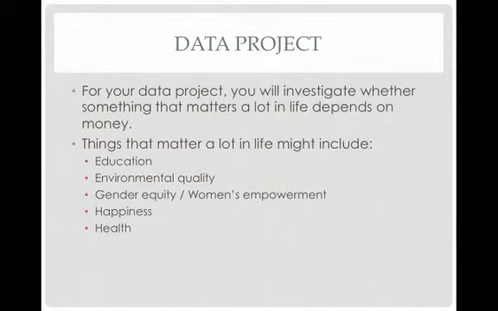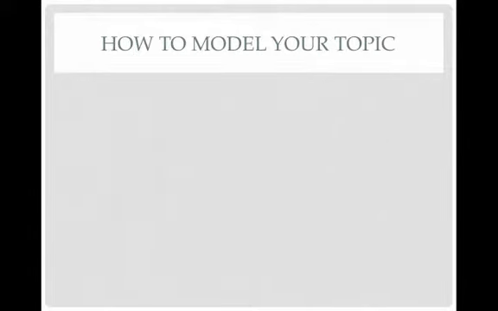Okay. So for your data project, you will investigate whether something that matters a lot in life depends on money. Things that matter a lot in life might include education, environmental quality, gender equity or women's empowerment, happiness, or health. And actually, these are things that I have the project set up for you to do. So there's reading, there's data. These are the topics basically that you can choose. So you might want to start thinking about that when you get together with your group. And your group is going to have to choose one, so you'll have to agree on your topic.